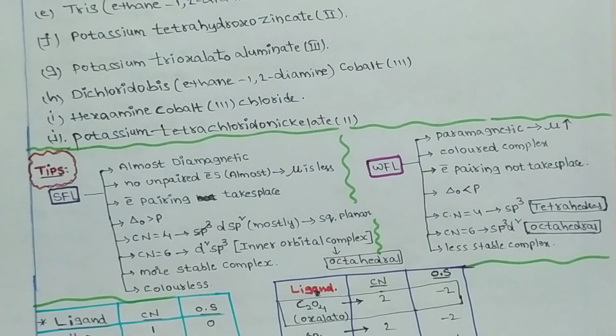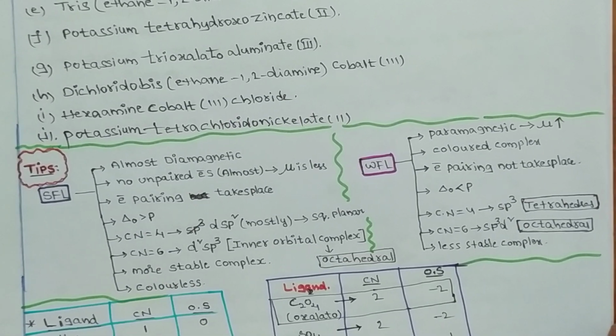For 3 mark or 2 mark questions, they give one complex compound and ask what its magnetic behavior is. Directly we have to write its magnetic behavior: is it paramagnetic or diamagnetic? Is it colored or colorless? And what is its geometry? Coordination number 4, strong field ligand means almost square planar geometry. Coordination number 6, strong field ligand means almost d2sp3 hybridization, inner orbital complex and octahedral geometry. This is with respect to strong field.